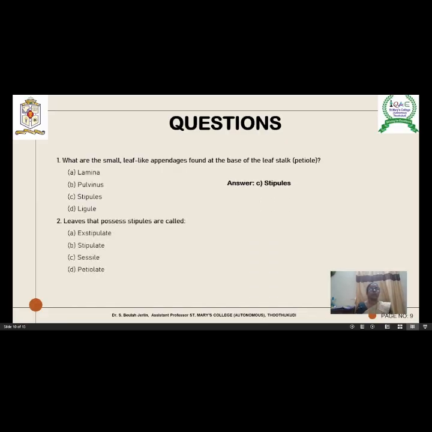Now, please answer the following questions. What are the small leaf-like structures or appendages found at the base of the leaf stalk? Stipules. Leaves that possess stipules are called stipulate.